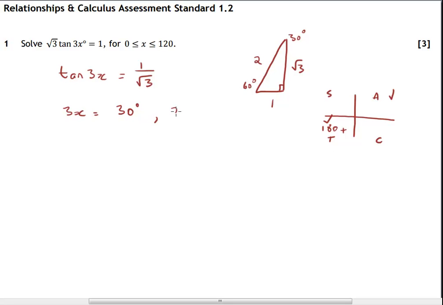So in this case we end up with 3x is equal to 30 and 210, and the final step for this would be to divide both values by 3 to obtain 10 and 70.